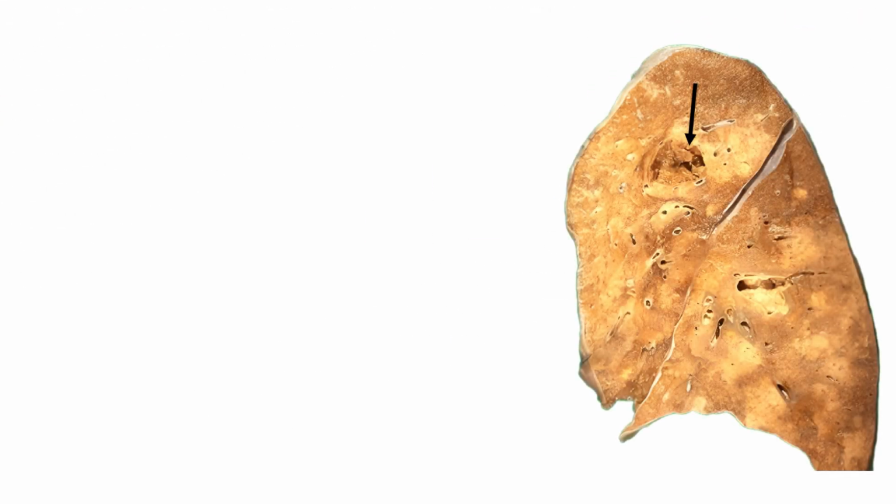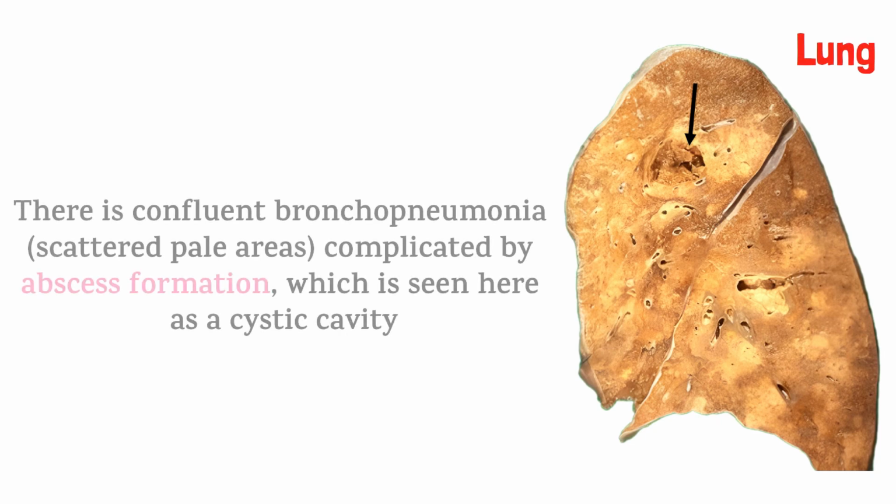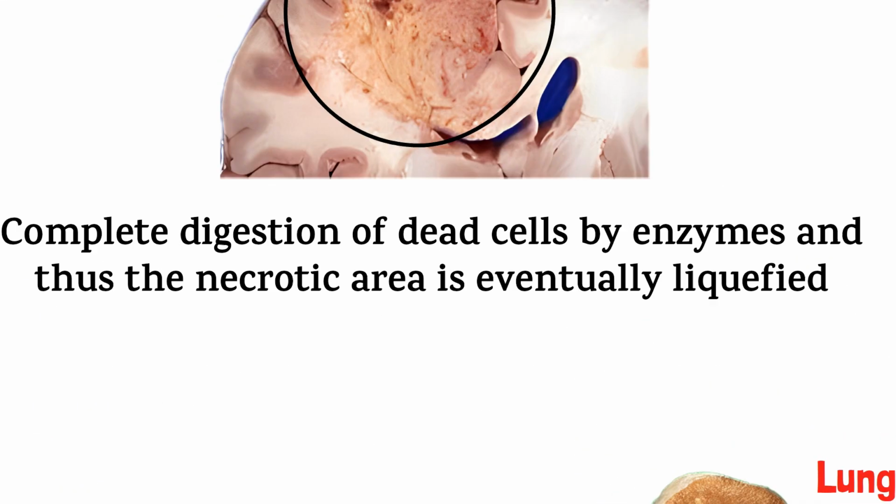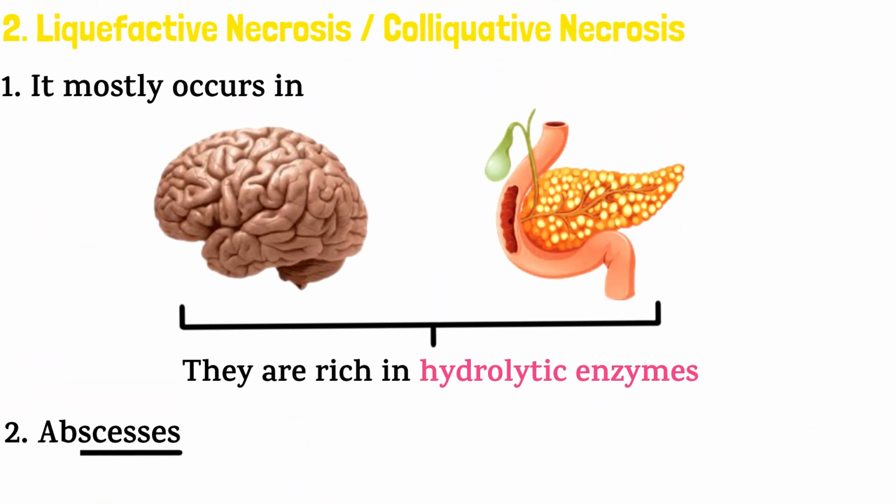This is the cross section of the lung. There is confluent bronchopneumonia complicated by abscess formation, which is seen here as a cystic cavity. This is the example of abscess which we discussed here.